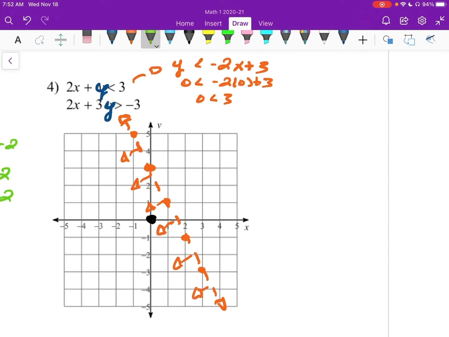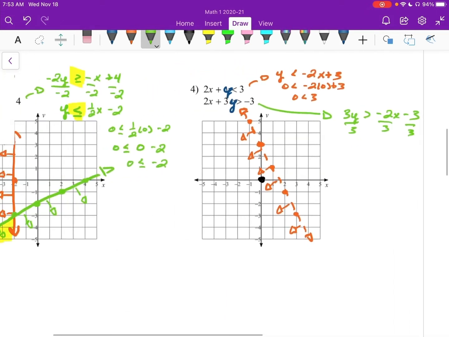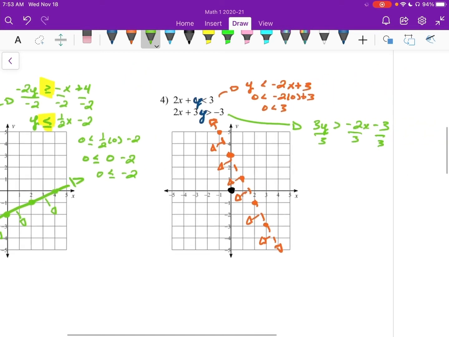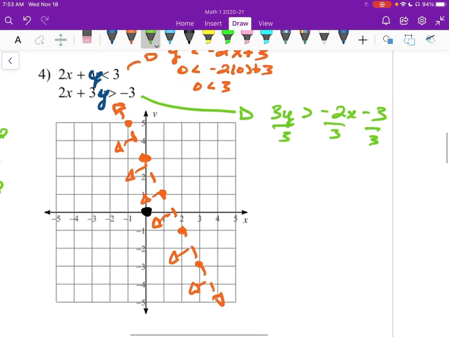All right, now for the green one, I'll subtract 2x from both sides. So I'm going to have 3y is greater than -2x minus 3. Now here I'm going to divide by 3. Because I'm dividing by a positive number, I do not have to switch the sign, right? In number 3, I had to switch the sign because I divided by -2. This one I'm dividing by a positive 3, and I do not have to switch the sign. So y is greater than -2/3 x minus 1.